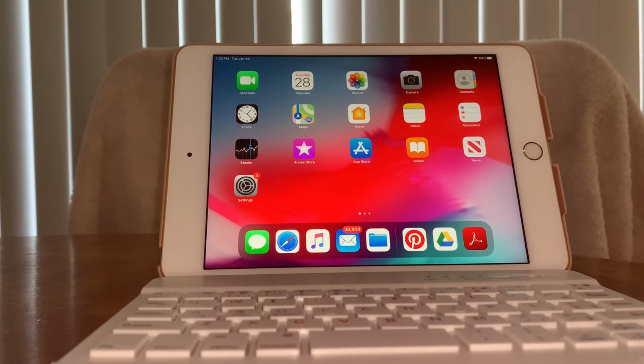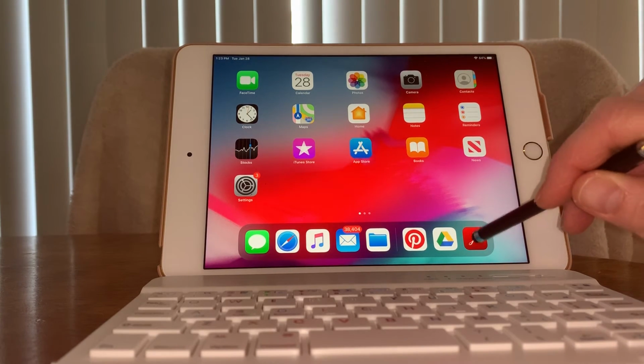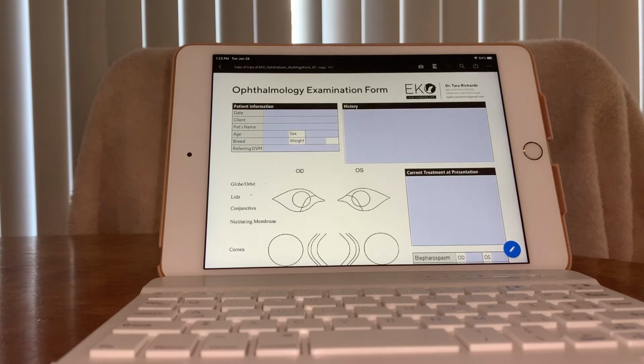Today we're going to review how to fill out the EyeKnowOphtho ophthalmic examination form. In front of you is an iPad mini with a wireless keyboard. The app that I use to house the form and to fill it out is an Adobe Acrobat app. It is a free download with some upgrades that you can purchase, but I find I can get through with simply the free app.